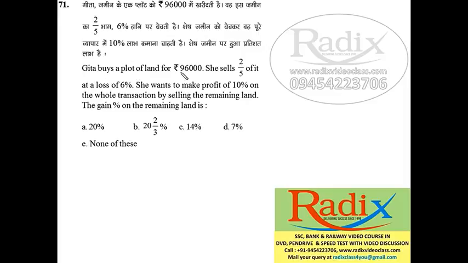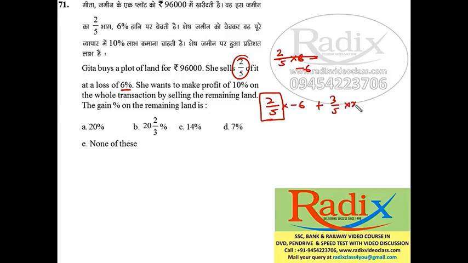Geeta buys a plot of land for rupees 96,000. She sells 2 by 5 of it at a loss of 6%. She wants to make a profit of 10% on the whole transaction by selling the remaining land. Find the gain percent on the remaining land. So the rule is 2 by 5, the first part has a loss of 6%, so we'll use minus 6 here. We use 2 by 5 into minus 6. This is the first part, and its loss is minus 6. If 2 by 5 is sold, then the remaining would be 3 by 5.